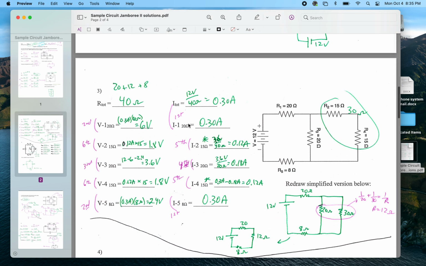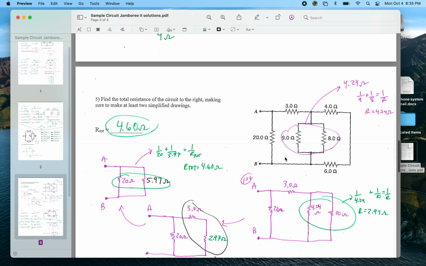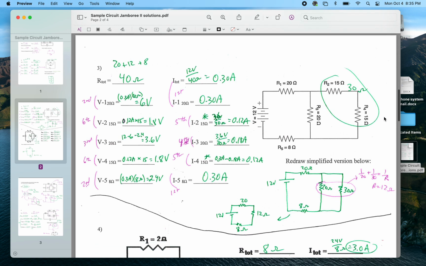For this one, I think this was a fairly challenging one. I think this was the most challenging one. So up here, to get the total resistance, I have a couple redrawings. These two parts are in series with each other, so they're a combined total of 30 ohms. So I redrew this as 20 ohms at the top, 8 ohms at the bottom, 20 ohms in this middle branch, 30 ohms in this outer branch. So now these are in parallel with each other.